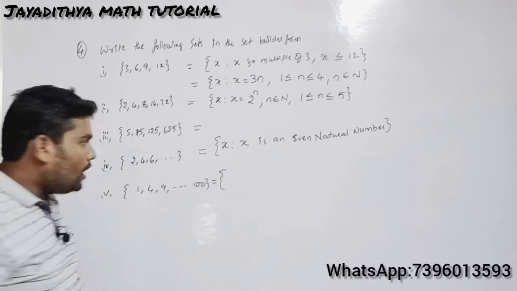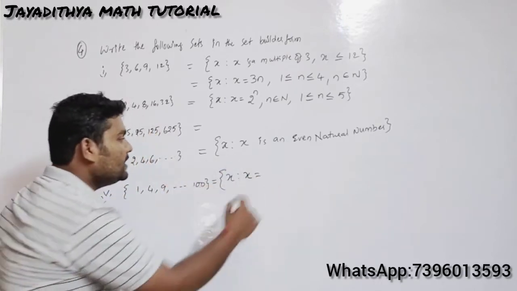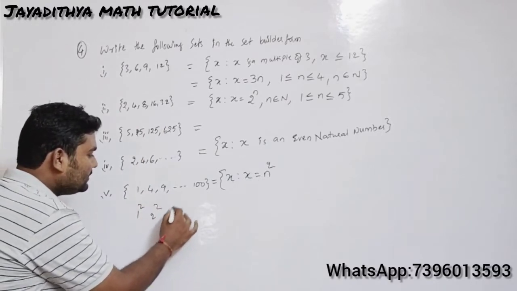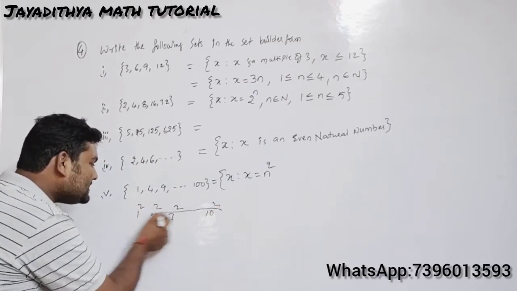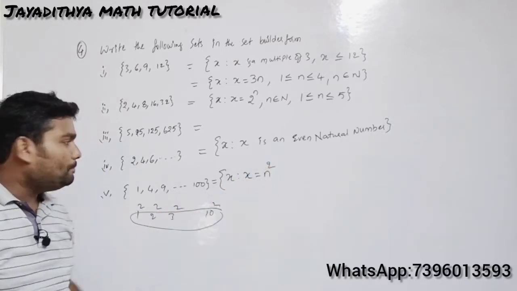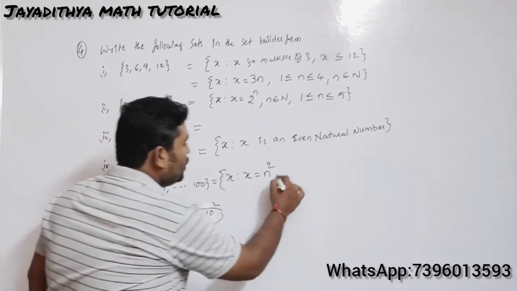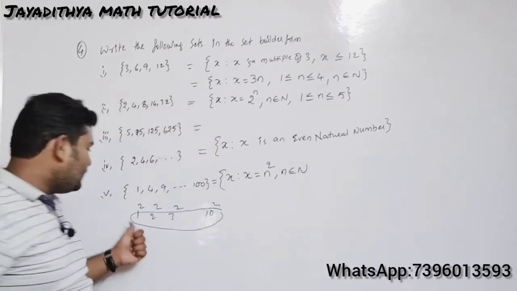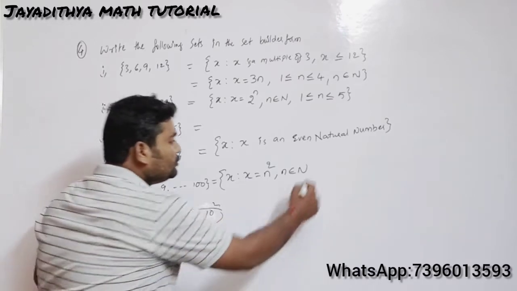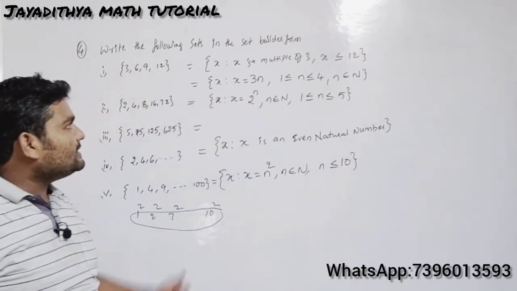The set of all x such that x is equal to n square. Here if you observe, this is 1 square, 2 square, 3 square and 10 square. So the bases are changing but not the power. In the power you mention 2 and you assign a variable for the base. So x such that x equals n square. And what condition will you give for n here? n belongs to natural numbers. Why? Because 1, 2, 3, 4 are all natural numbers, and only up to 10. So you should mention that also: n is less than or equal to 10.